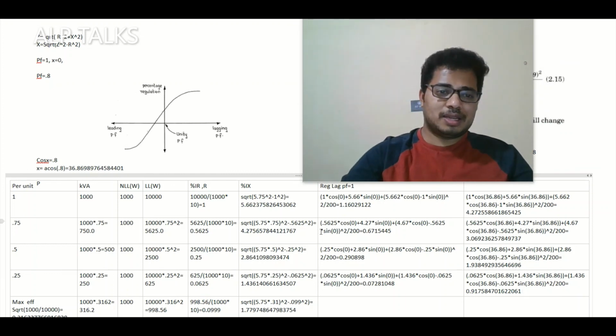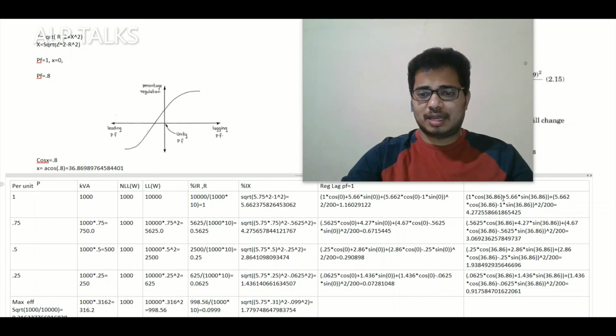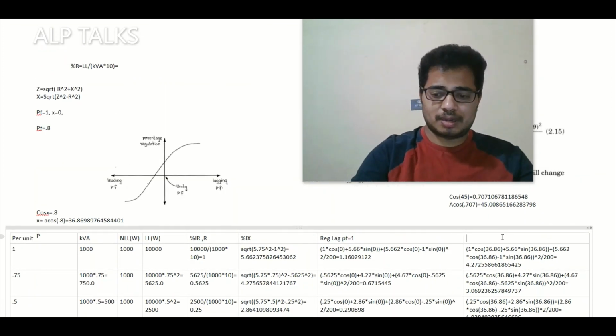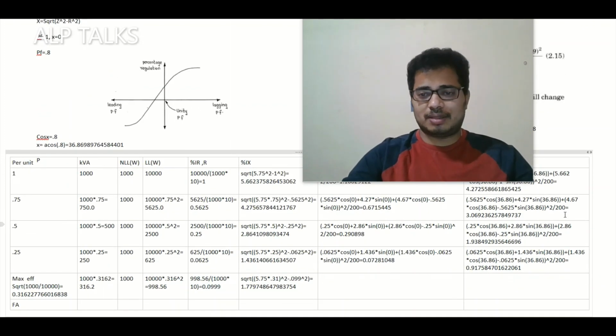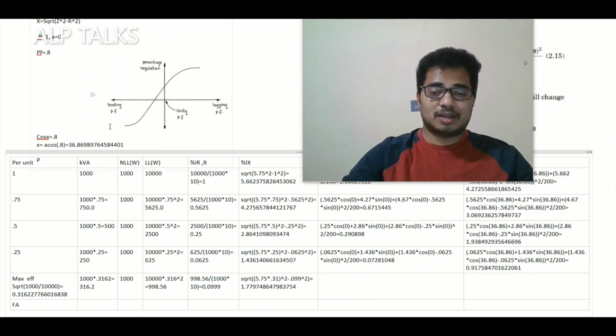The graph will be like this, whatever it is there in leading. Let me write 0.8 lagging. If it is leading, you simply replace the 36.86 with minus 36.86. That's it. So you may get some of the negatives also. For lagging it will be always positive only. Like this, the regulation will be there.